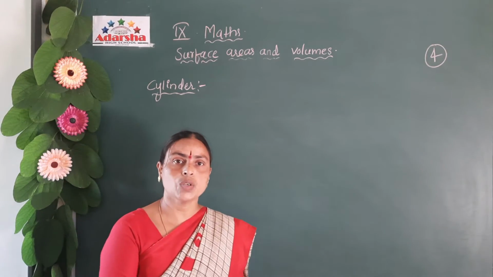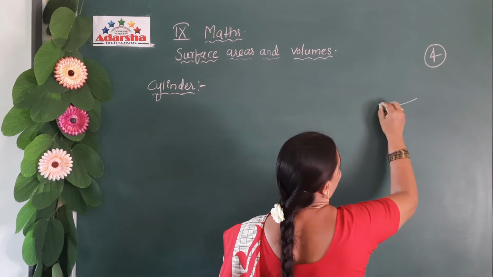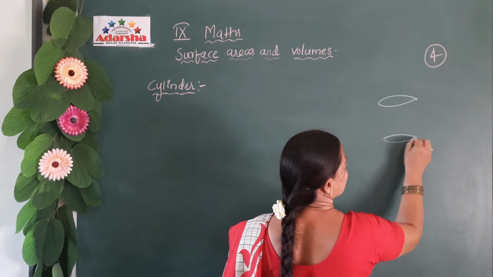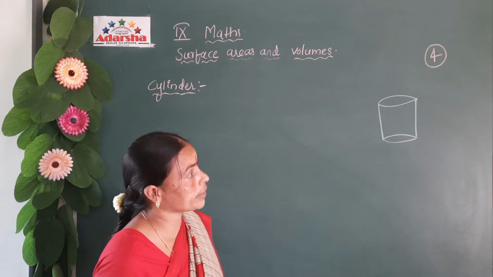Children, our next solid object is the cylinder. What is a cylinder? It has two circular faces. This is the shape of the cylinder. How can you get that cylinder?